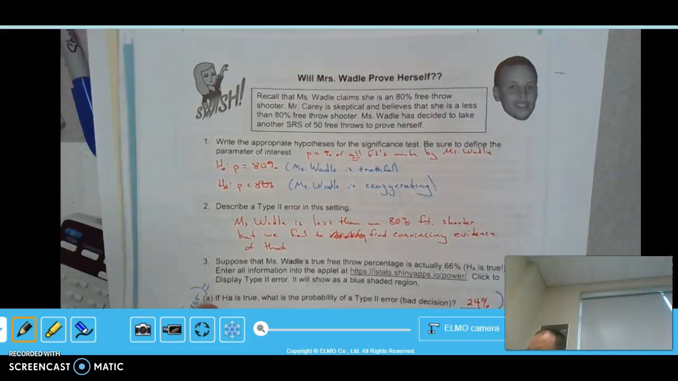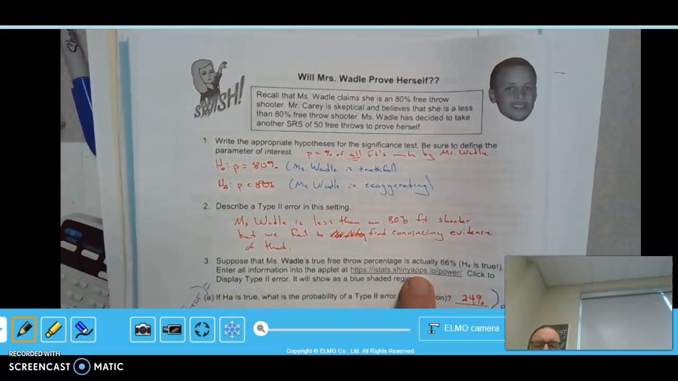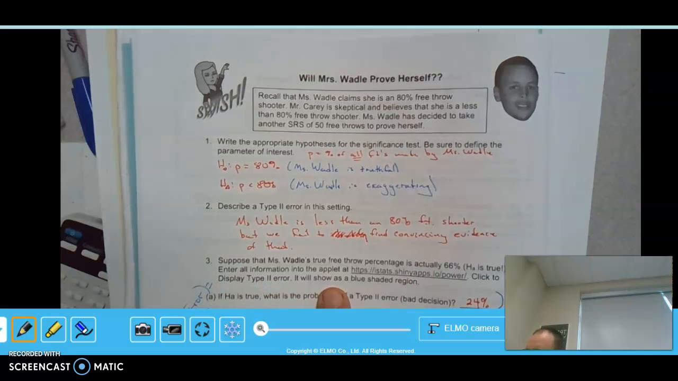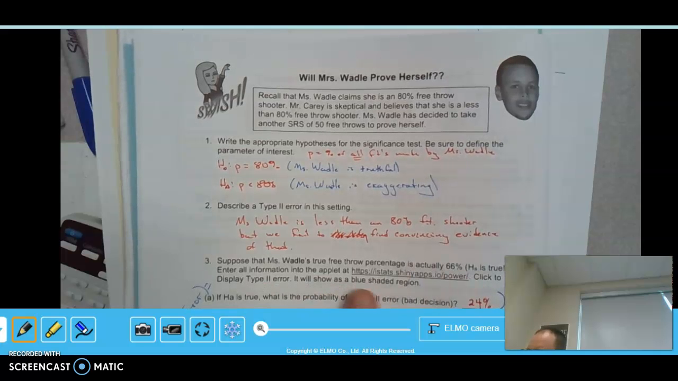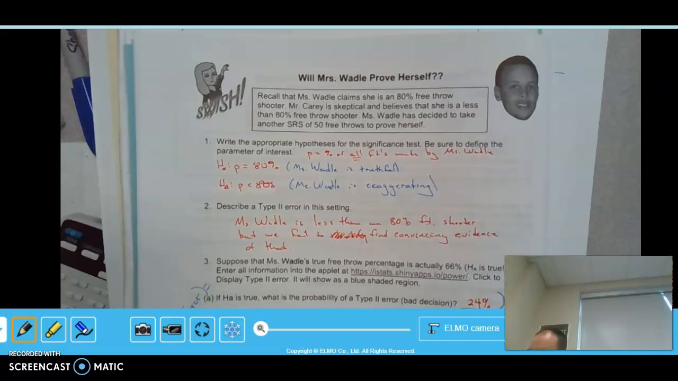So what I'd like you to do right now is enter that information, go to the website that's listed here, and click to display the type 2 error. You will see that shaded region in blue. That would be the probability of a type 2 error. So confirm that that is 24% when you do that, and then answer questions B and C in this problem, please. Again, we'll pause the video and allow you to do that.